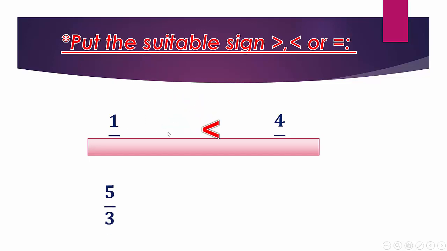Okay, next one. I have 5 over 3 and 5 over 7. Here I have what? The same numerator. It's crazy fractions, teacher. So the smallest denominator will be the greater fraction. Which is small here, 3 or 7? 3, teacher. So 5 over 3 is greater than 5 over 7. Okay.